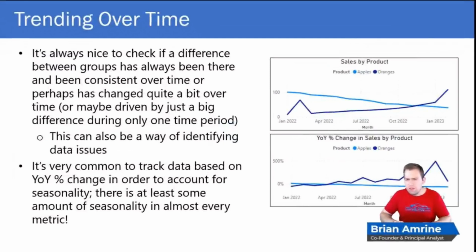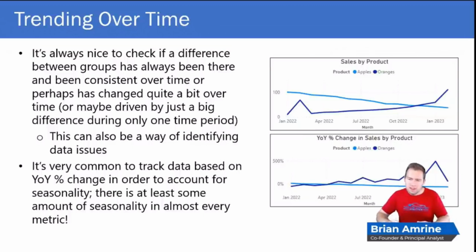Really neat. Now, before we saw that there were more apple sales than orange sales over our entire time period, January 2022 to the beginning of 2023. But it's also a good idea to check if that difference has always been the case, and that's where trending comes into play. On the right side, we have created a trending chart in Power BI. This could also be created in Excel or even in a SQL query where you're grouping by month, perhaps.